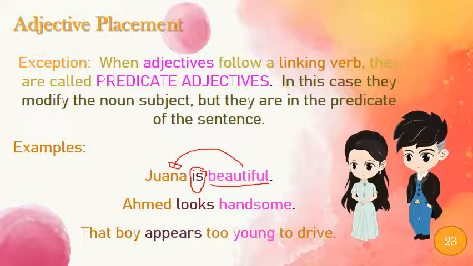Ahmed looks handsome. Looks here, yes, is a linking verb. Why? Because it doesn't express an action. It just connects the subject to the predicate. Handsome describes Ahmad. Okay, so I have to put it after the linking verb. That boy appears too young to drive. Appears also is a linking verb. It doesn't express an action. Okay, too young. Young, I'm talking about the boy. Okay, since I have a linking verb in the middle, then I have to put young after the linking verb.